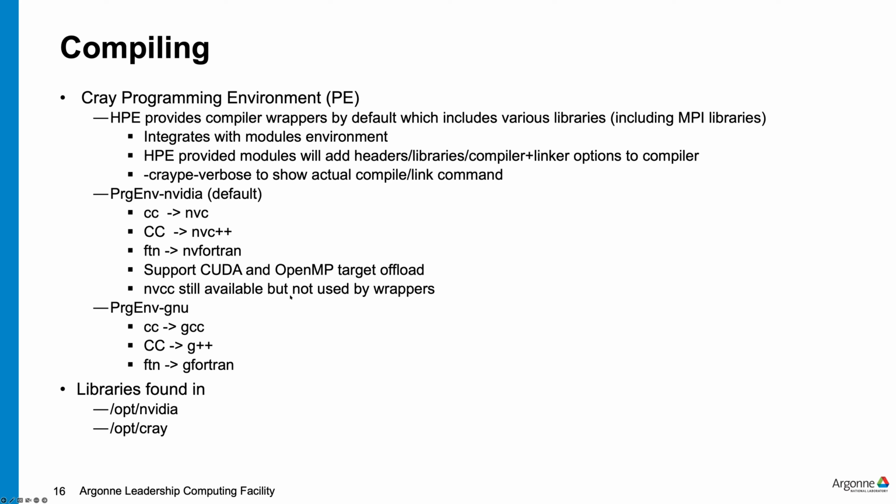nvhpc is still available, but it's not used by the wrapper. So if you're using it directly, it's still on the system, but you would just call it as nvhpc. And like I said, we have a GNU environment if you want to switch to that, which gives you your classic GCC. In general, if you're looking for a library, rather than using modules, and you need to construct your include or library paths by hand, you can look in /opt/nvidia or /opt/cray or other library locations.